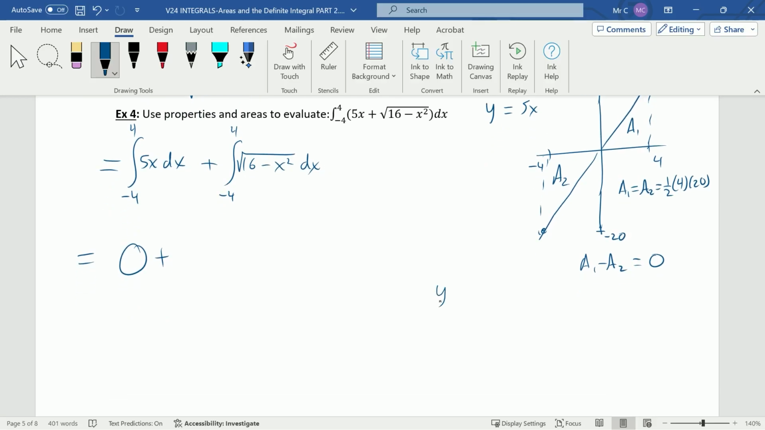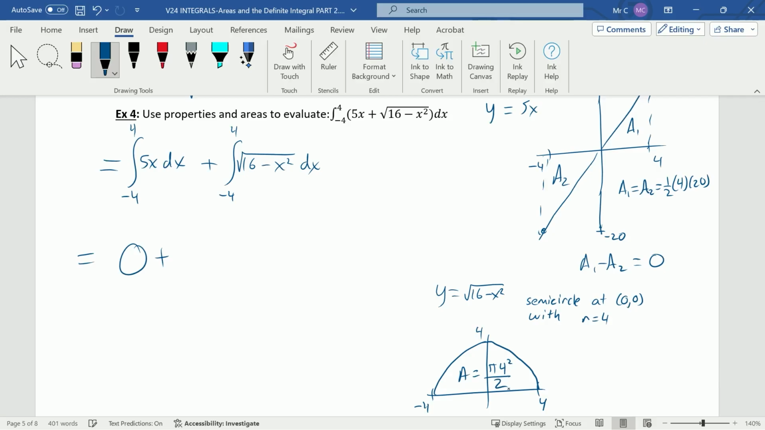And now the second one, y equals the square root of 16 minus x squared. Well, we already talked about that one before. This is the semicircle at 0, 0 with radius 4. So it looks like this. And so the area here is 1/2 of the area of a circle, pi r squared over 2. So pi times 16 over 2, which is altogether 8 pi.